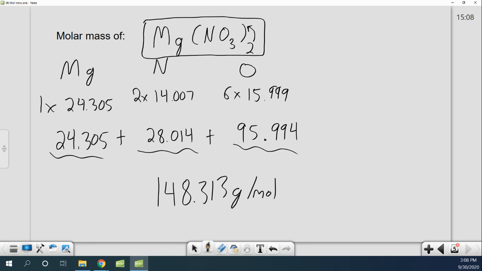So that's molar mass. It's going to be very fundamental to the stuff we do in chemistry. So we're going to spend a little bit of time practicing this, working on calculating it so you guys can get really good at it. And then we can move on with what we use it for.